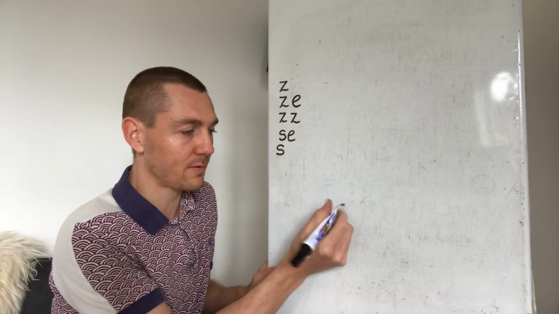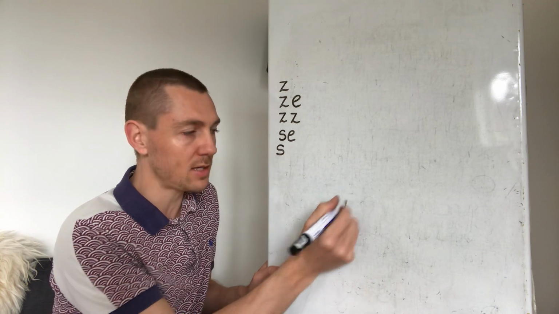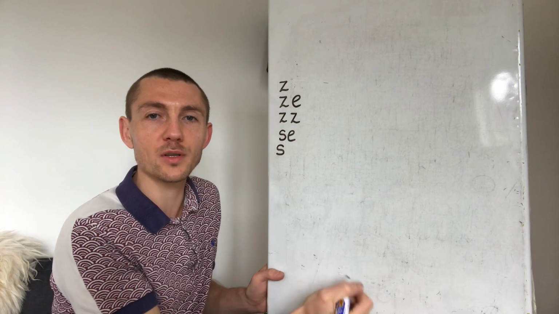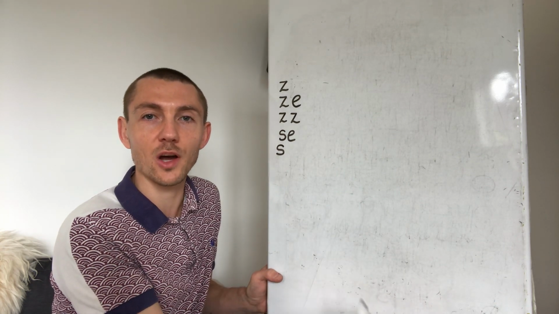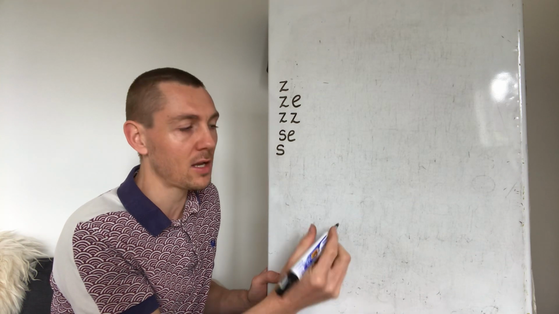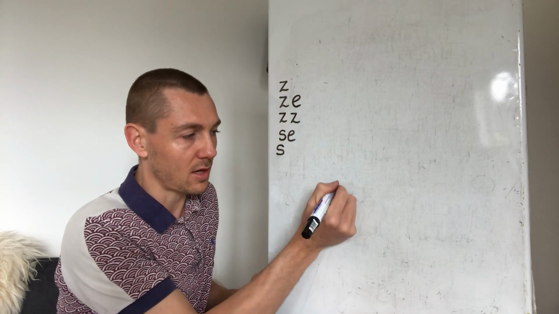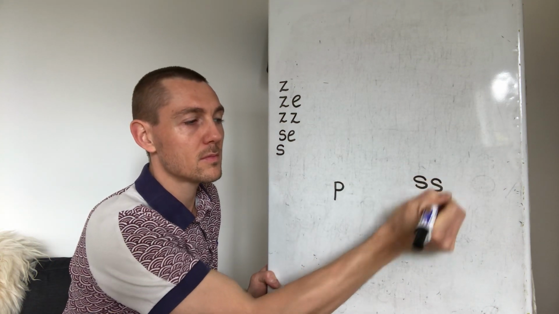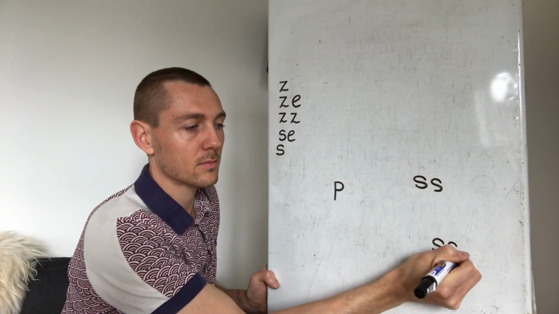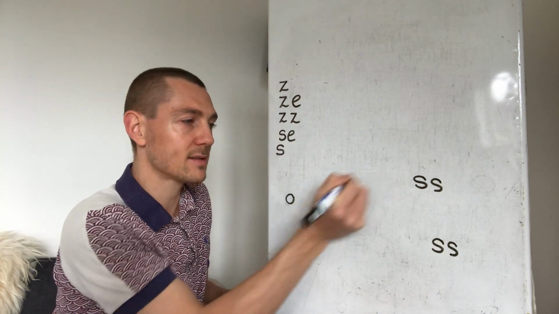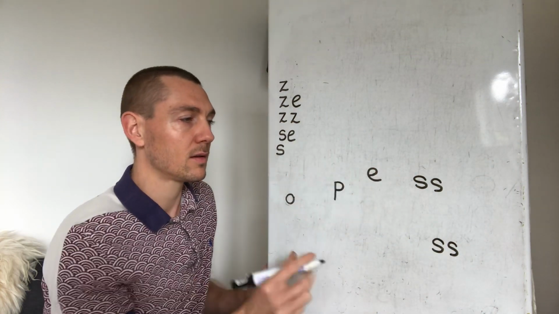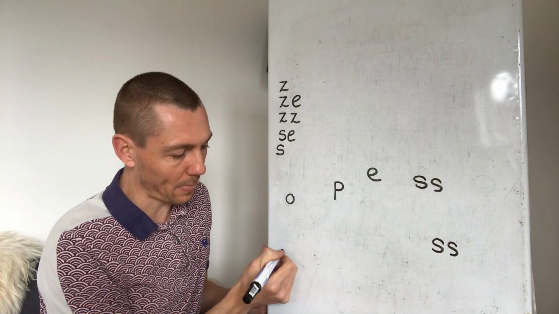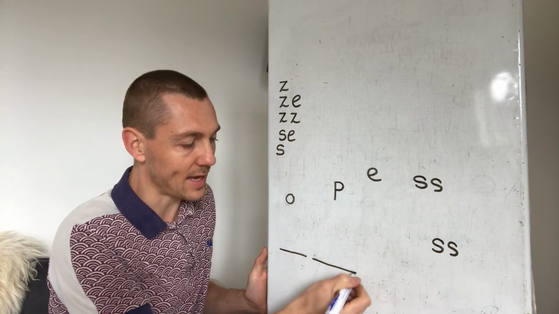So, last one for today, a two-syllable word. Now the word is possess. So to possess something means to own it, to have something, okay? Possess. These are the sounds that you need to build the word possess. Two syllables. Possess.